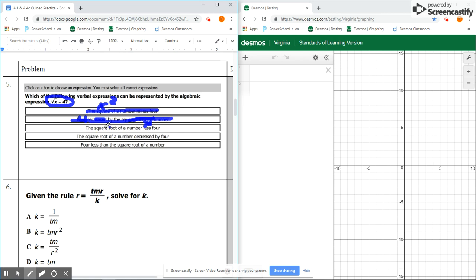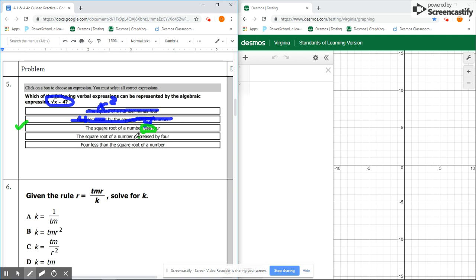Next option, the square root of a number less 4. So your keyword here is less. All right, and less does not mean switch either. So we'd have the square root of a number, square root of x, minus 4. That would work. So we're going to circle this one. That's going to be a correct answer choice.